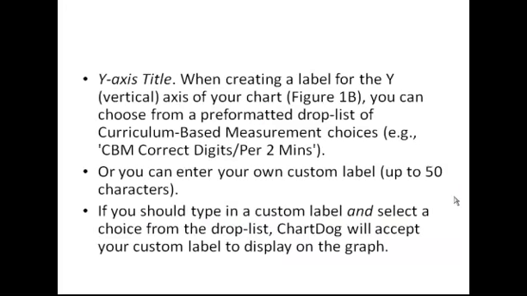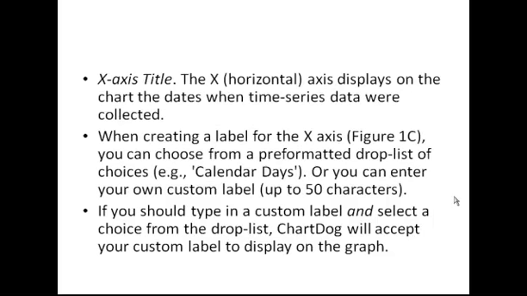Now, for your axis title, you can create a label for that axis chart. You can choose from the pre-formatted drop-down list, like I said, or you can enter your own custom label. You should type in a custom label or select a choice from the drop-down list. ChartDog will accept your custom label, but you have to put something in there. So then you have your x-axis title, and the x-axis displays on the chart where the time series are collected. So that's going to be at the bottom. Remember, your y is always vertical, your x is always horizontal.